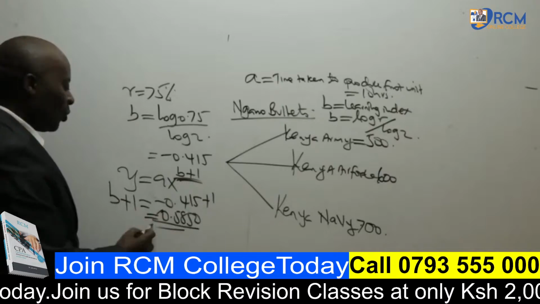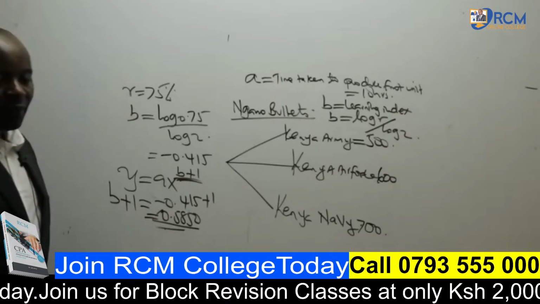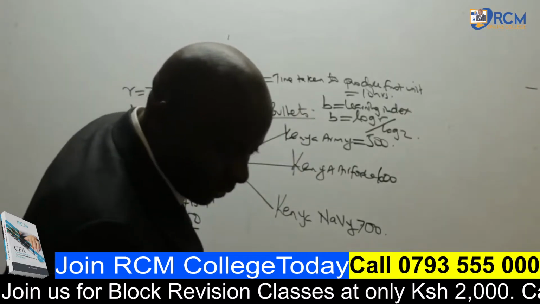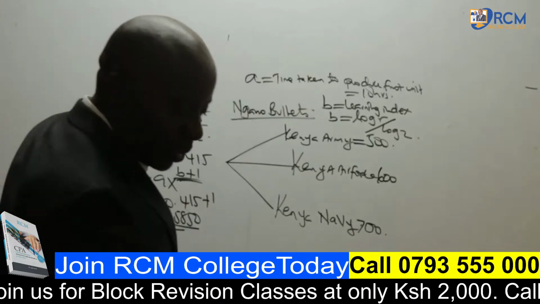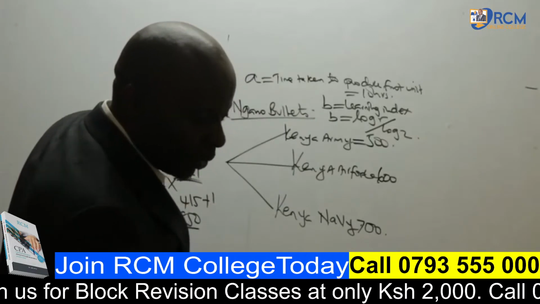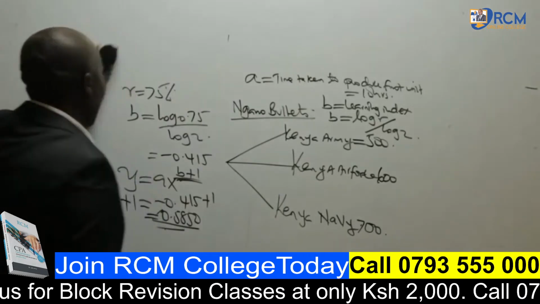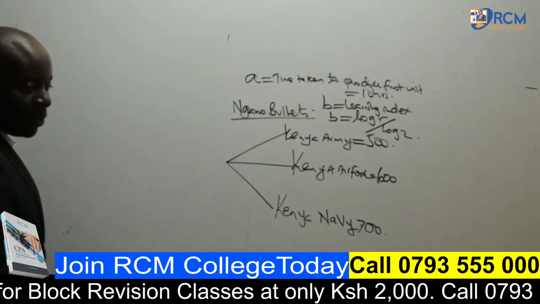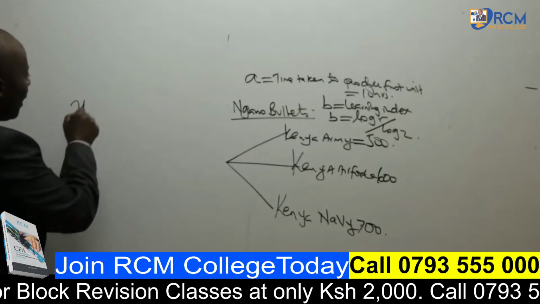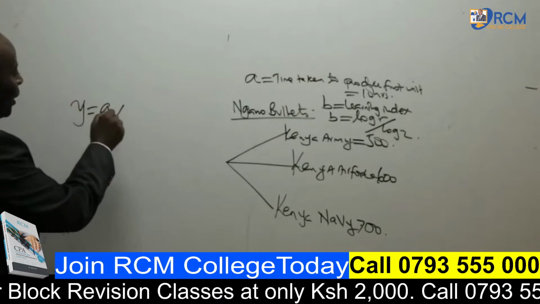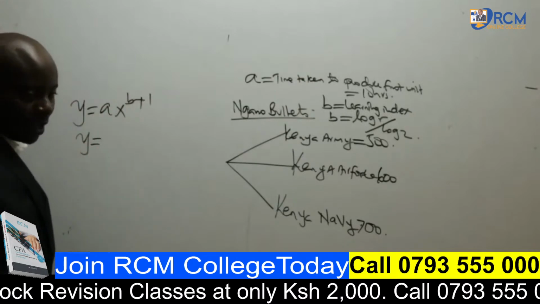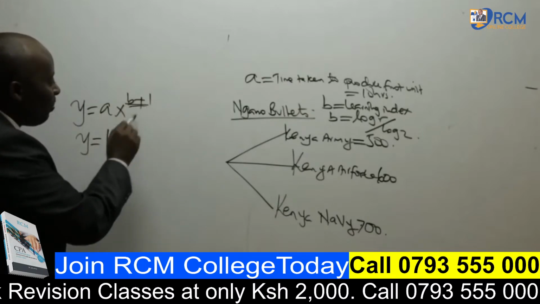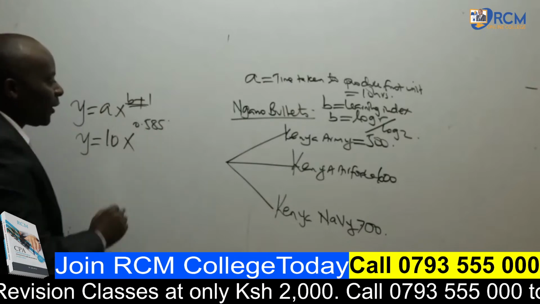Thank you. Now, having gotten that power, I will come and write down my equation now. My equation is y equals ax raised to power b plus 1. So y will be equal to a, that I've just said there is 10 hours, x raised to b plus 1, which is 0.585, like that.